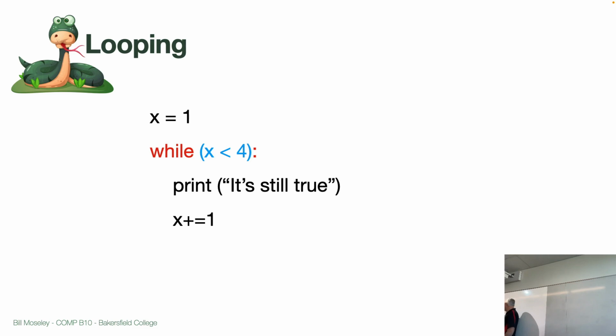So x starts at 1. It says while x is less than 4, x is less than 4, so that comes to true. Print this, add 1 to x, so x is now equal to 2, right? So then it goes back and it says, okay, is x still less than 4? Yes, it is. Prints this, adds 1, and continues until x is no longer less than 4.